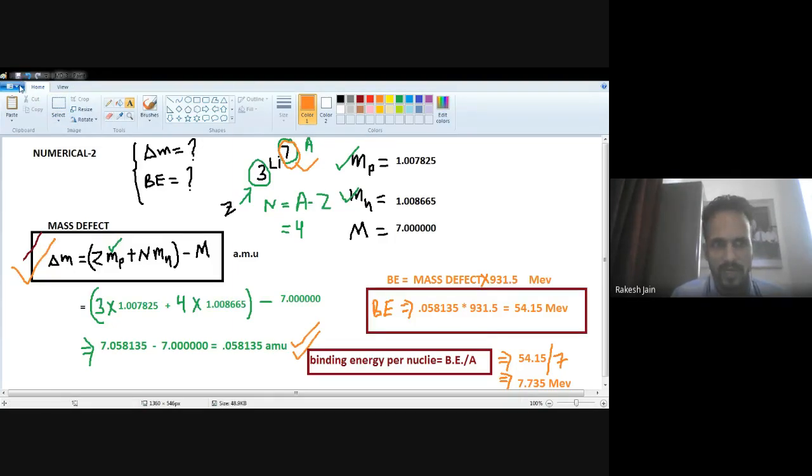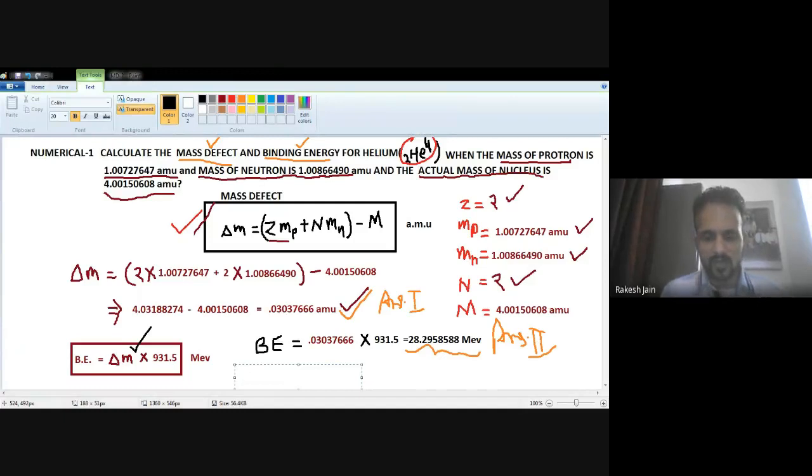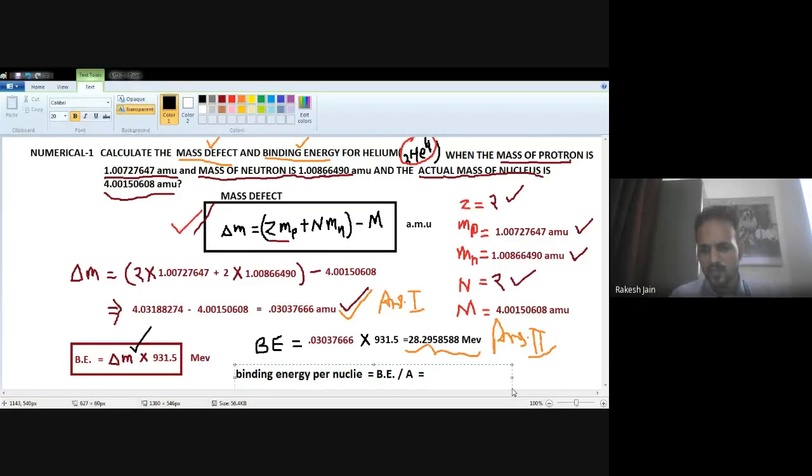Let's say we wish to calculate again, in the previous example, the binding energy per nucleus. Then we can easily calculate the binding energy per nucleus for the previous numerical also. So we know that binding energy per nucleus will be equal to binding energy divided by A. So here for this numerical the binding energy is 28.2958588. So I just write down 28.29, divided by A.